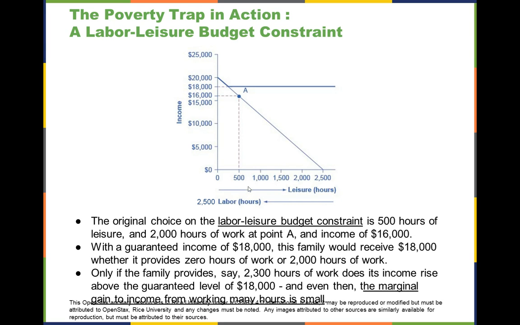But anyway, at this point, they're having 500 leisure hours, and they're having 2,000 work hours at point A. And their income is $16,000. With a guaranteed income of $18,000, this family will receive $18,000 whether it provides 0 hours of work or 2,000 hours of work. So if the state says, look, everybody needs to have $18,000 household income, so they're going to get the $18,000 if they are working this 2,000 hours, or if they're providing 0 hours.